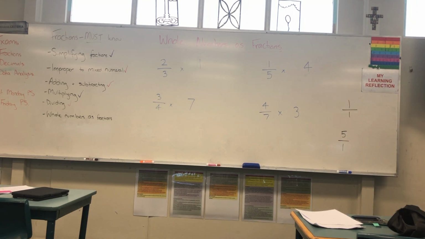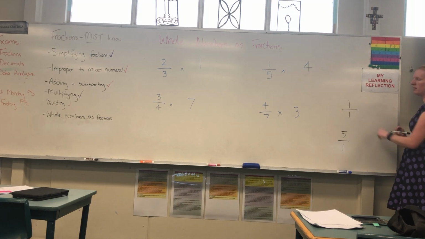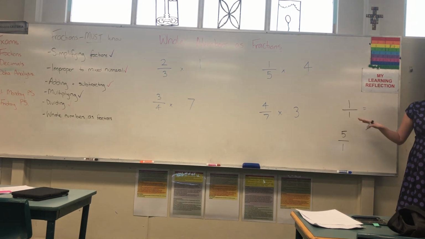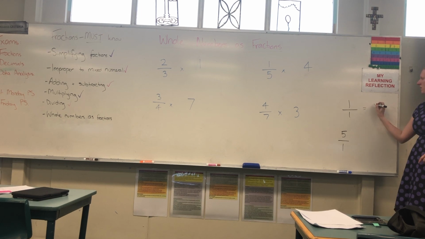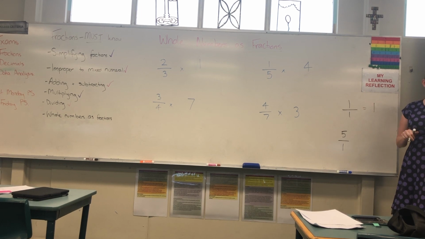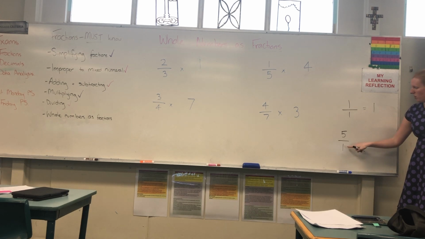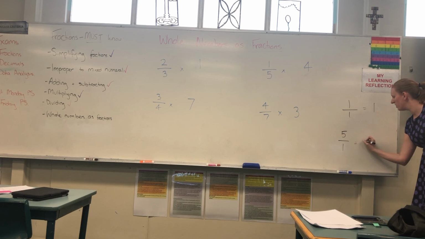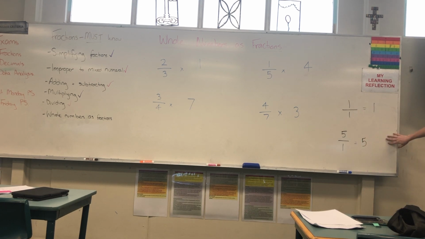Alright, I want you to understand for all future maths reference that all whole numbers are over 1, and I'll show you why. If I have a fraction of 1 over 1, what is that going to be? How many whole numbers do I have? 1. Because 1 goes into 1 one time. If I have 5 over 1, how many times does 1 go into 5? 5. So what this means is if I have 1 over 1, it's the same as writing just 1.